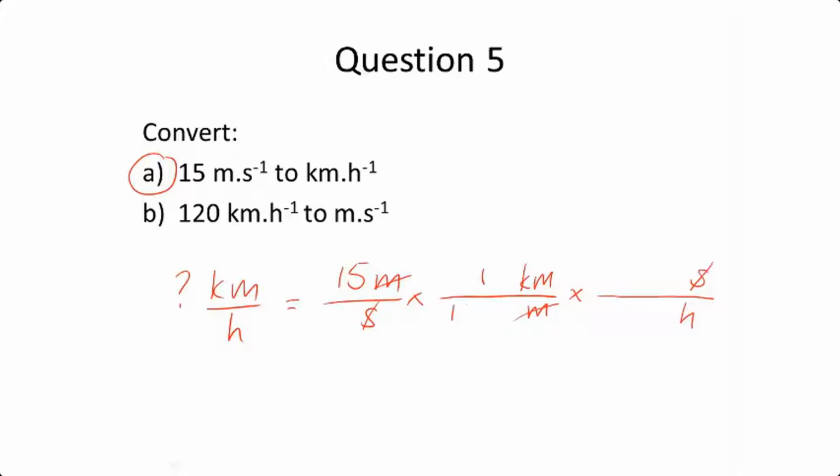1 kilometer is 1,000 meters. We know that because 1,000 and kilo are the same thing. So if you say 1 kilometer, you are saying 1,000 meters.